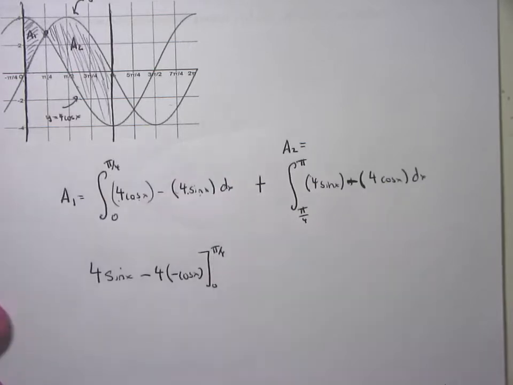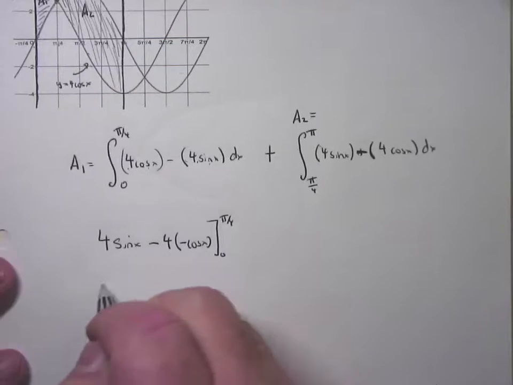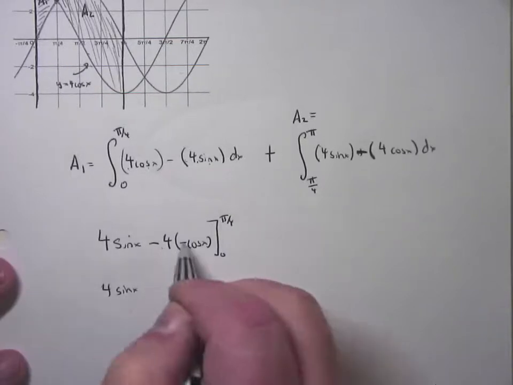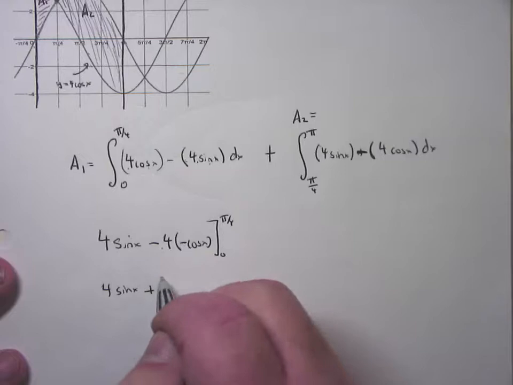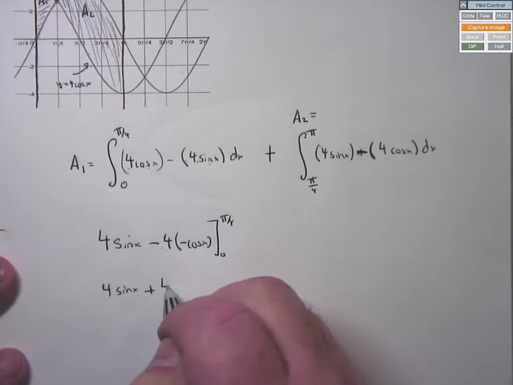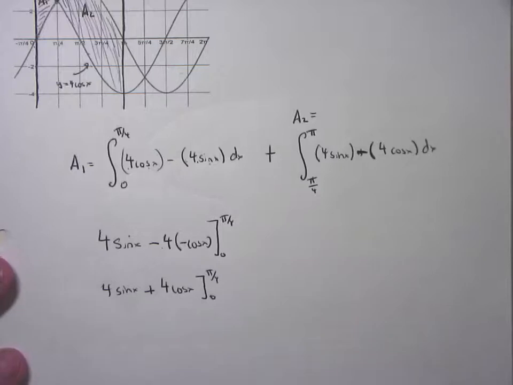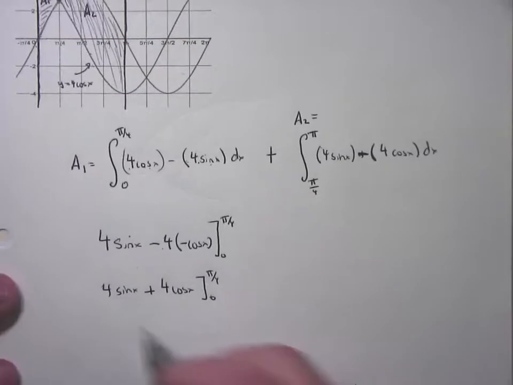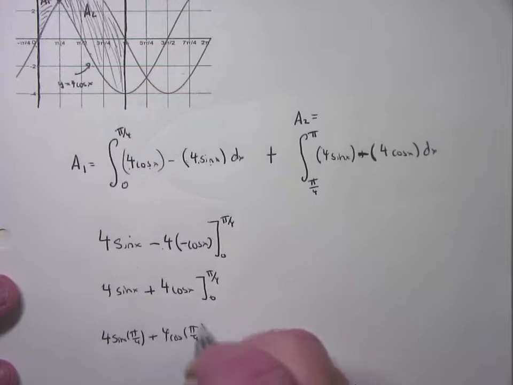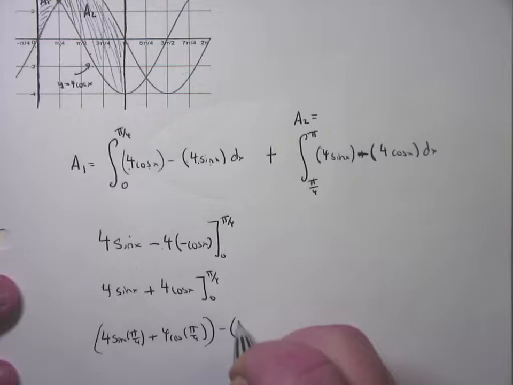Of course, I would clean this up. This would be 4 sine of x. A minus a negative makes it a plus. Negative 4 times a negative cosine of x is plus 4 cosine of x, evaluated from 0 to pi/4. Plug in top minus plug in bottom: 4 sine of pi/4 plus 4 cosine of pi/4, minus 4 sine of 0 plus 4 cosine of 0.